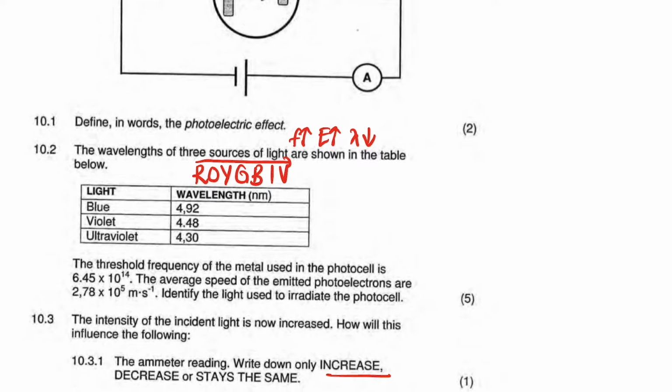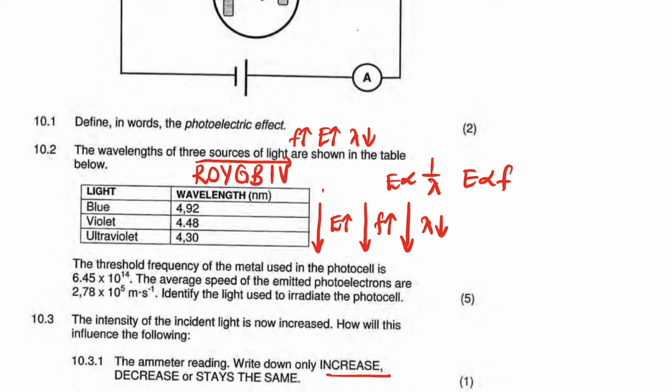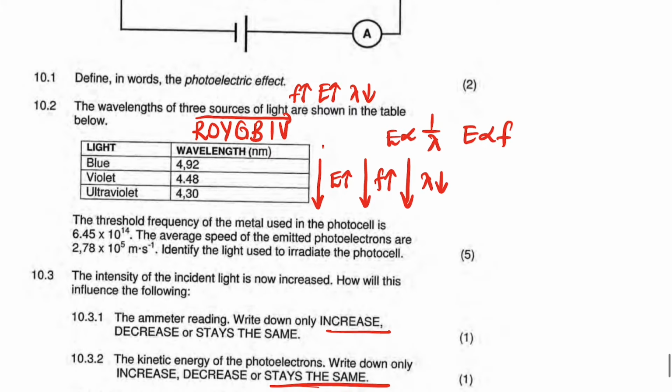So going from up to down, from blue to violet, the energy increases. From blue to violet, the frequency increases. From blue to violet, the wavelength becomes shorter, right? Very important that you remember that the energy is inversely proportional to wavelength, and the energy is directly proportional to frequency. Okay, let's move to the question.